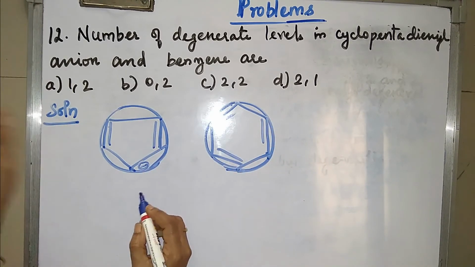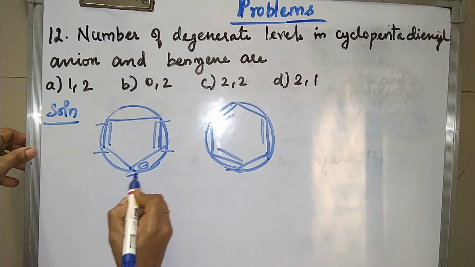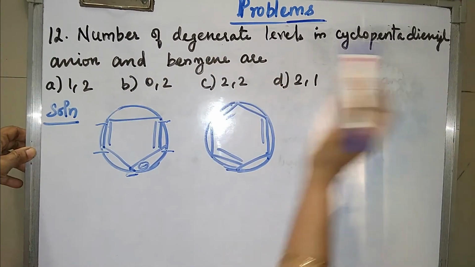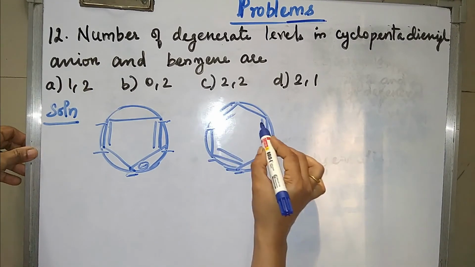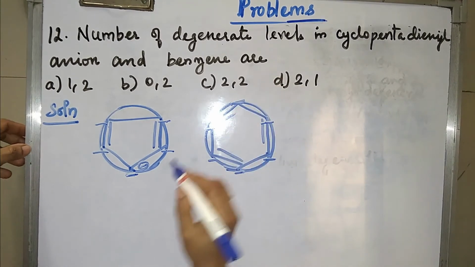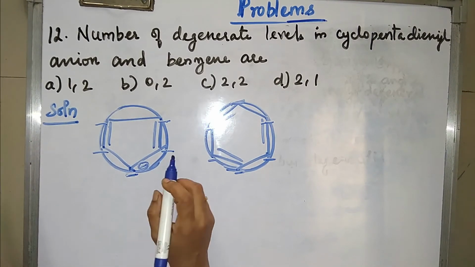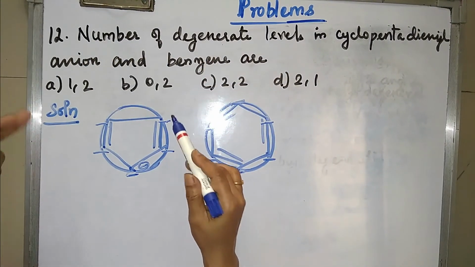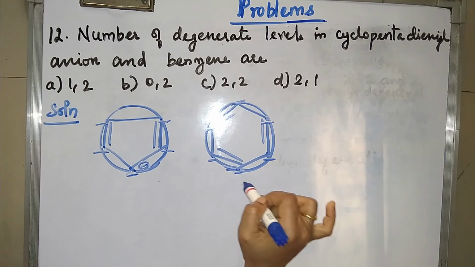So we can write the levels now. Here 1, 2, 3. This is singly degenerate. This is doubly degenerate. They are asking the number of degenerate levels in cyclopentadienyl anion. Here 1, 2, 3, here also 4, so 4 levels are there. Here 3 levels are there. So now we need to check what the answer is. Degenerate levels means we can write 1, 2, 3 and 4 like that, but that option is not there.